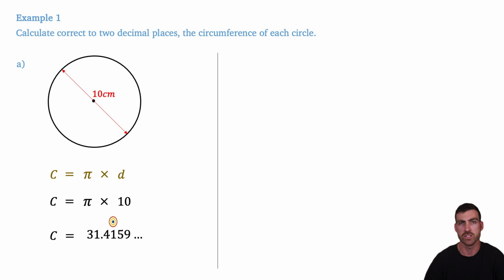Our target digit is the 1. Check the digit straight after. The number after is 5, so we round up. Final answer equals 31.42 centimeters.